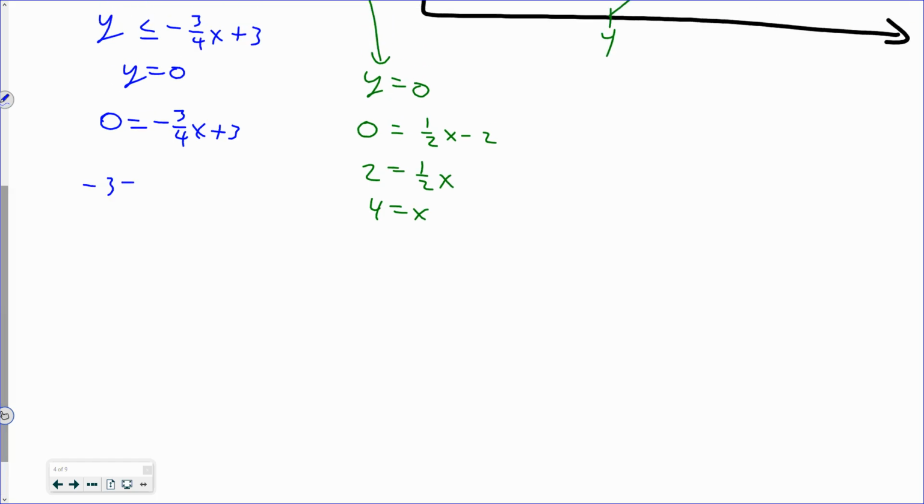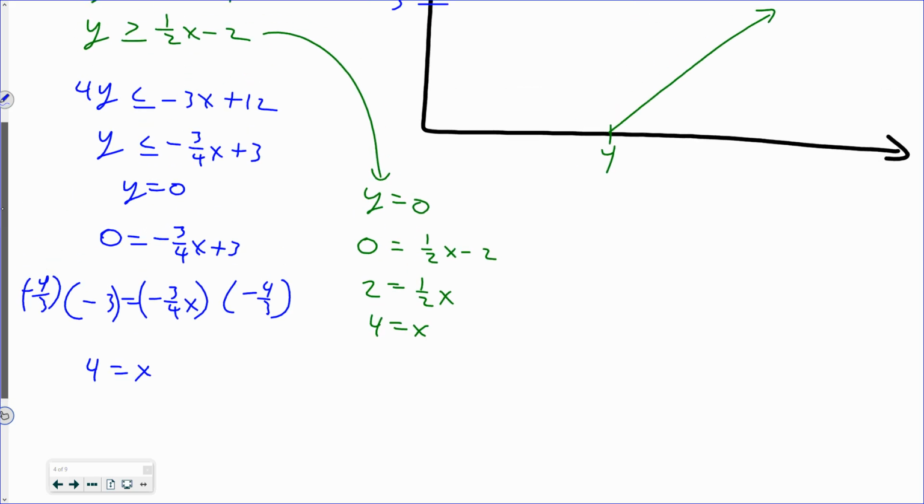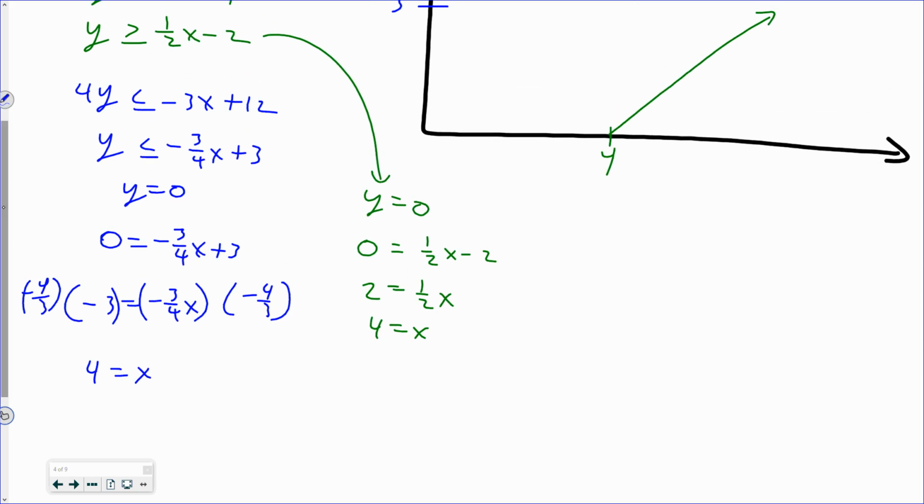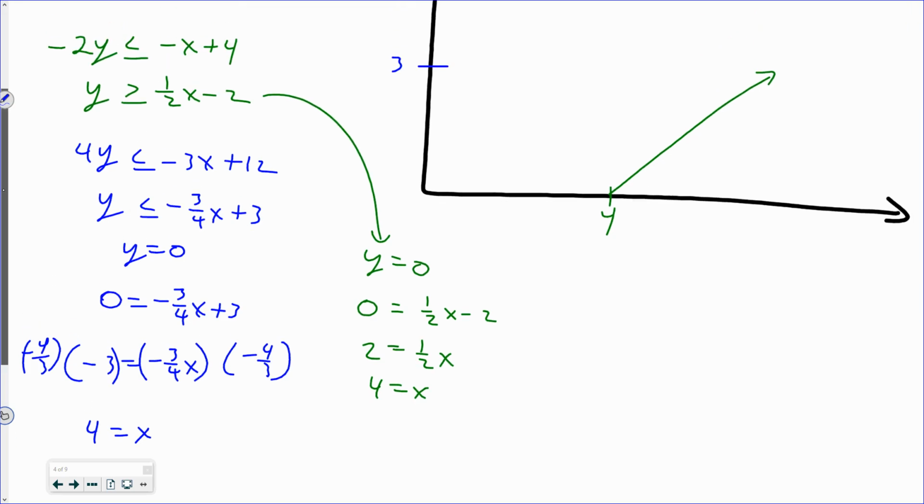Subtract the 3. Negative 3 is negative 3 over 4x. Multiply both sides by negative 4/3. And you get x is 4. Is everyone with me? Y'all know what I'm doing? So my x-intercept for the blue equation is 4. So from 3 to 4.